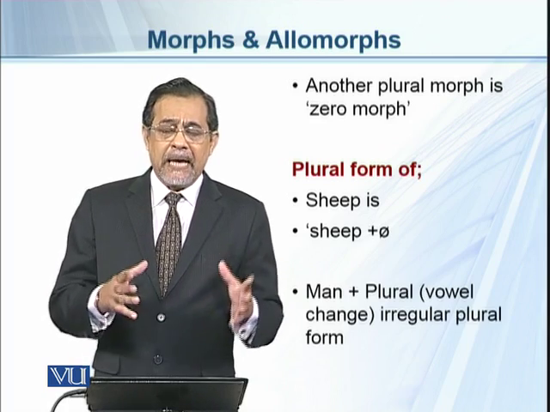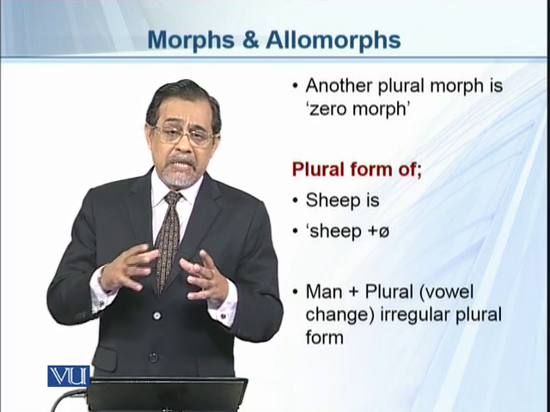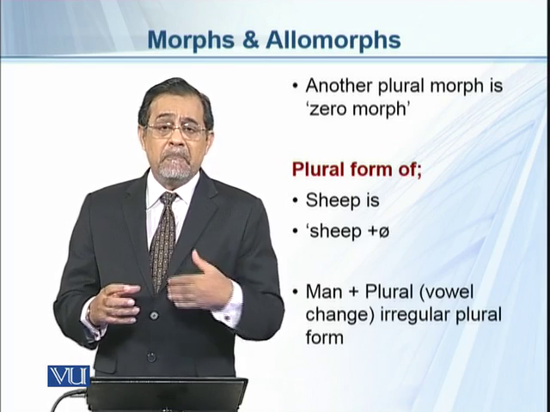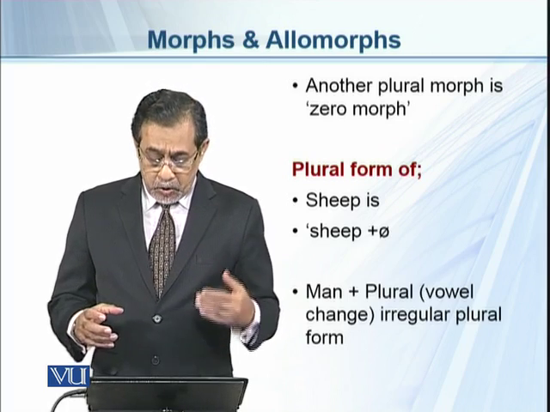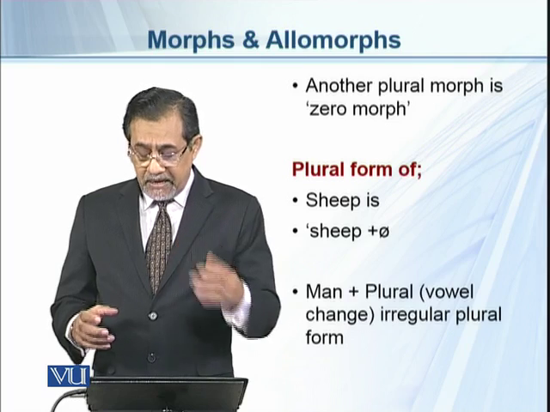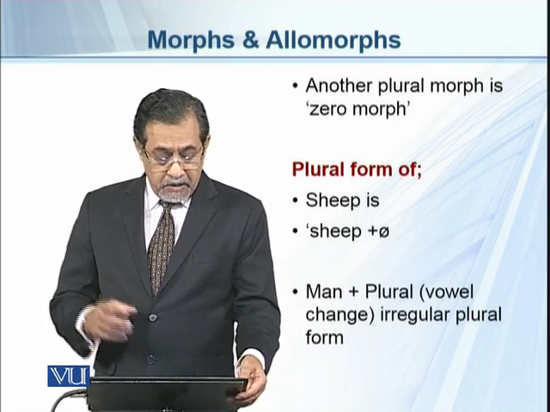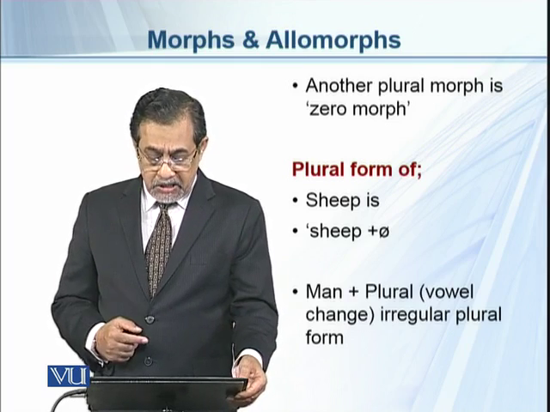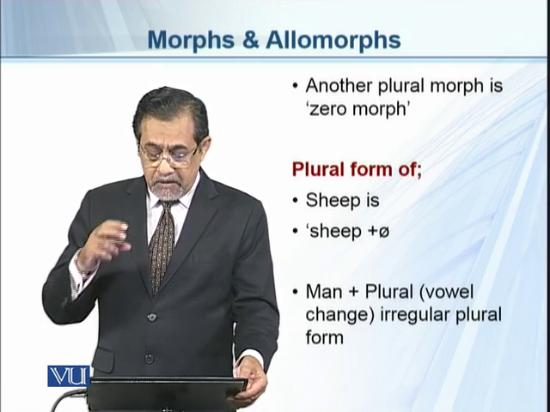Similarly, we have man, which has an internal change when we make it plural. So it is an irregular plural form. The vowel is changed in this case. They are called zeromorphs.